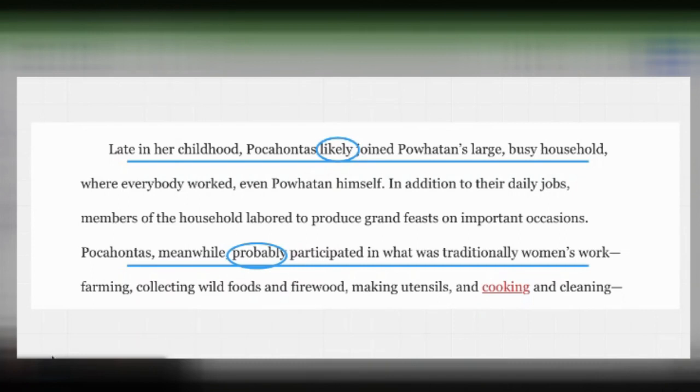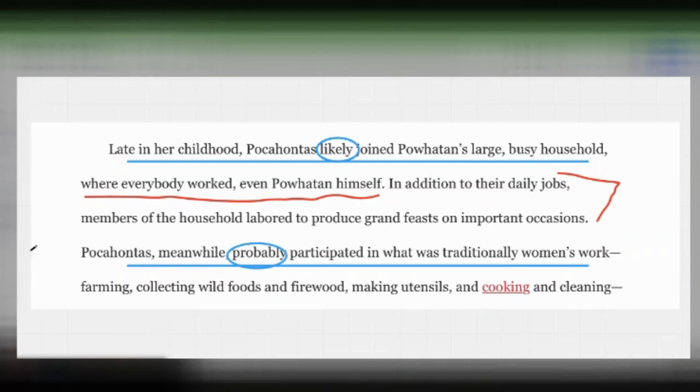The second thing that Roundtree does whenever she makes this educated inference is she pairs it with verifiable historical facts. So let's look at the first one. She says Pocahontas likely joined Powhatan's large, busy household. So that's the educated inference. And then she says where everybody worked, even Powhatan himself. So she knows that for sure because she has found that in her research documents. Then she goes on to say, in addition to their daily jobs, members of the household labor to produce grand feasts on important occasions. Again, verifiable facts that she was able to prove from primary sources.